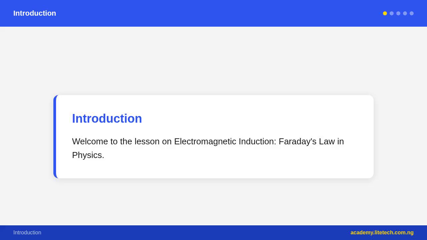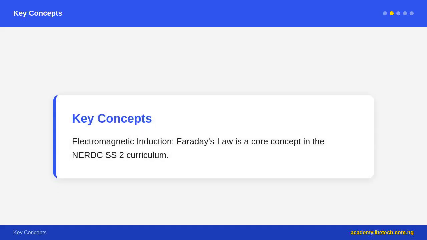Faraday's law of electromagnetic induction, 1831. An EMF is induced in a conductor whenever there is a change in the magnetic flux linked with that conductor. The magnitude of the induced EMF, E, is directly proportional to the rate of change of magnetic flux. Mathematically, E equals N times delta phi over delta t, where N equals number of turns of wire in the coil, and delta phi over delta t equals rate of change of flux, Wb/s.